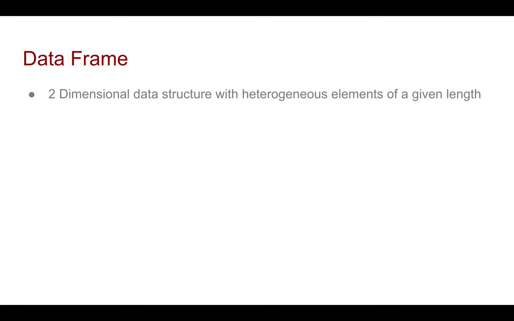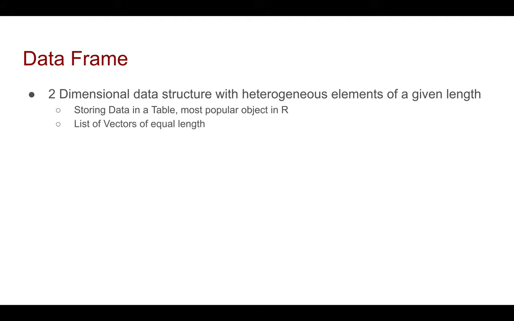Now compare this to the data frame, where we have two dimensions, so it's a two-dimensional data structure with heterogeneous elements of a given length. And what we're going to see is that this is kind of like a table, and storing data in a table is the most popular object in R. You can also think of it as a list of vectors of equal length.